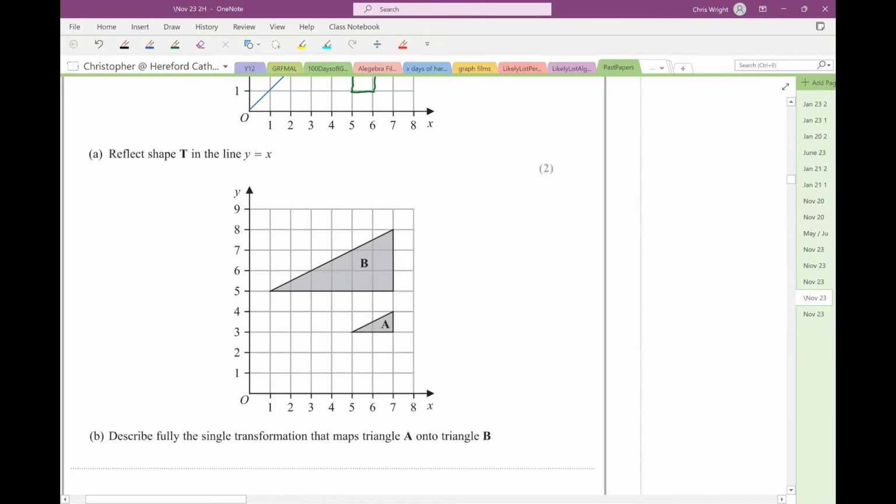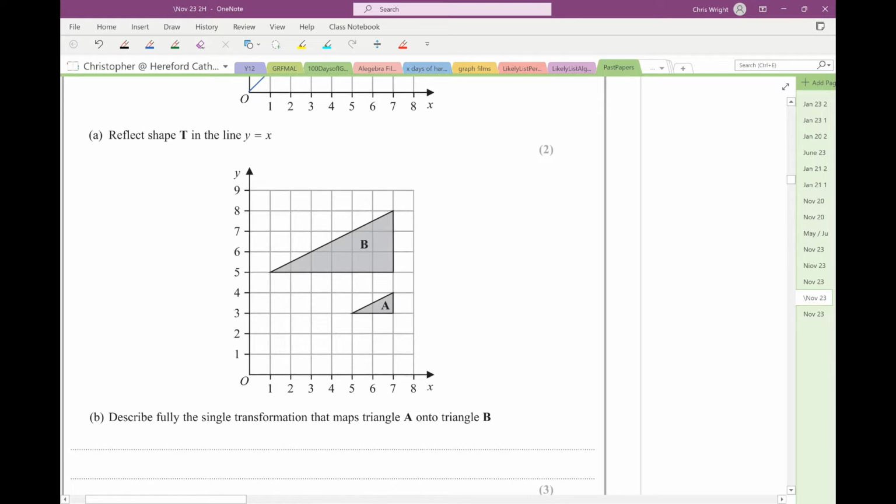Right, next part of the question. Describe fully the single transformation that maps A onto B. Well, it's obviously going to be an enlargement. Okay, now I need to give 2 more pieces of information. I need to say what the scale factor is, and I need to say where the centre of enlargement is.